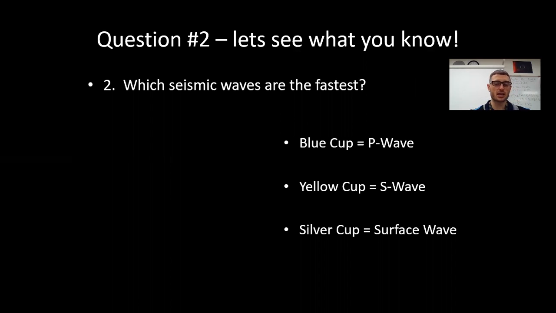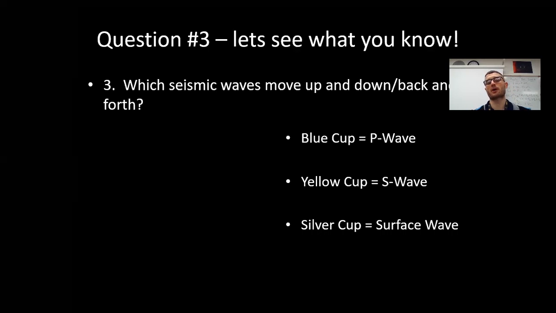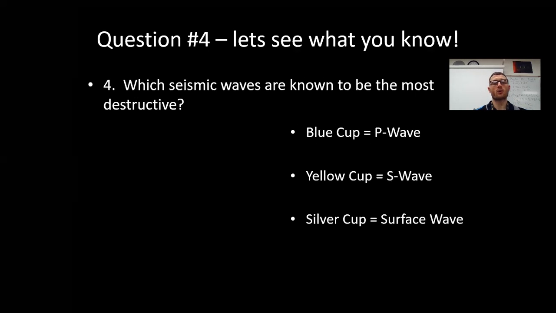Which type of waves are the fastest? Pause the video. What do you think it's going to be? It's going to be our P waves again, primary waves. And which type of waves move up and down, back and forth, like up and down like that? Pause. You think the answer is going to be S waves. S waves. Why not do one more?